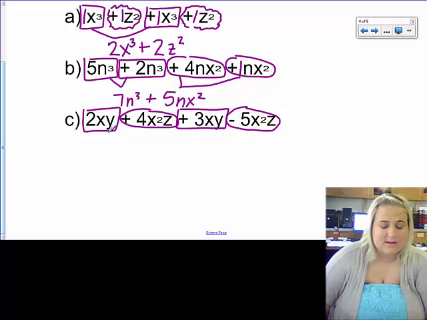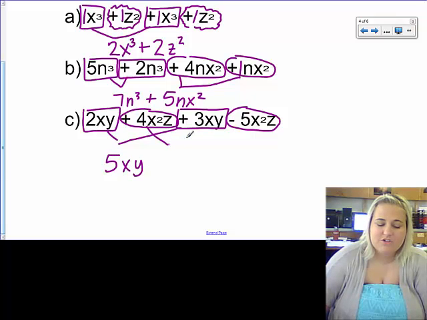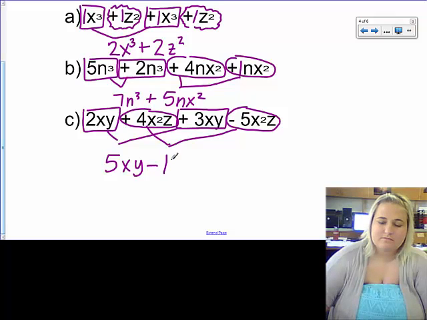So again, we're just working with the coefficients. Those variable parts don't change. I have 2xy plus 3xy, and that's going to give me 5xy. Then I have 4x squared z minus 5x squared z. 4 minus 5 is going to give me a negative 1, which I don't have to show that coefficient. I will right now just to ease your minds. And then I have that x squared z. Final answer.